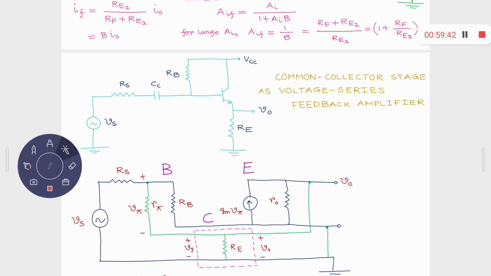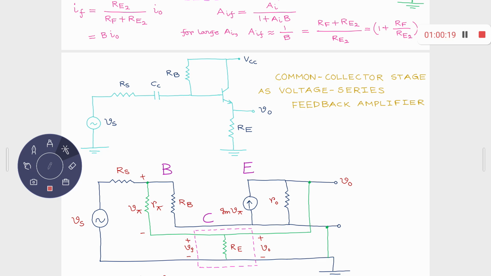Voltage sampling, true. How have you sampled? You have sampled in parallel path, so it's a voltage sampling. You just check these two terminals which are connected to the input of the back network from the output of the feed network. How are they connected? Have you broken the loop? No. Parallel connection, so it's a voltage sampling. How are you mixing? Have you broken the loop? Yes. Series mixing. Right? Voltage sampling, series mixing.